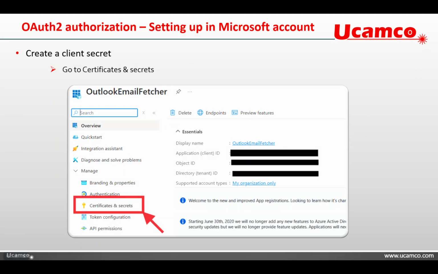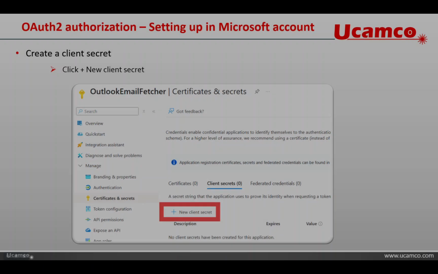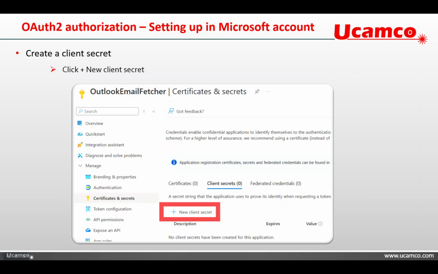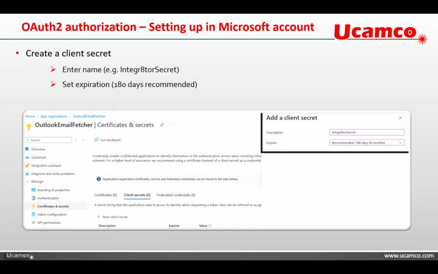On the same page still, what you will do next is move to the section certificates and secrets. After clicking this, you're going to be invited to create a new client secret. A client secret is a sort of key that is going to allow integrator servers to have access to the Microsoft email server. And that key, for security reasons, is something that is going to have to be renewed at certain stages.